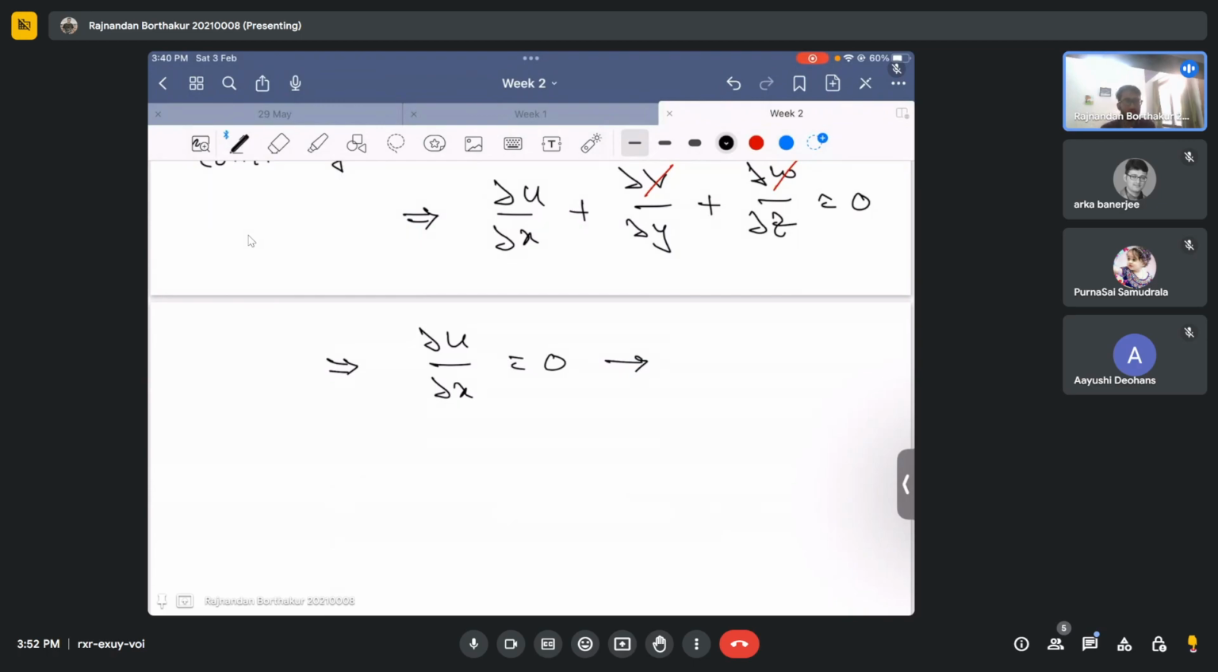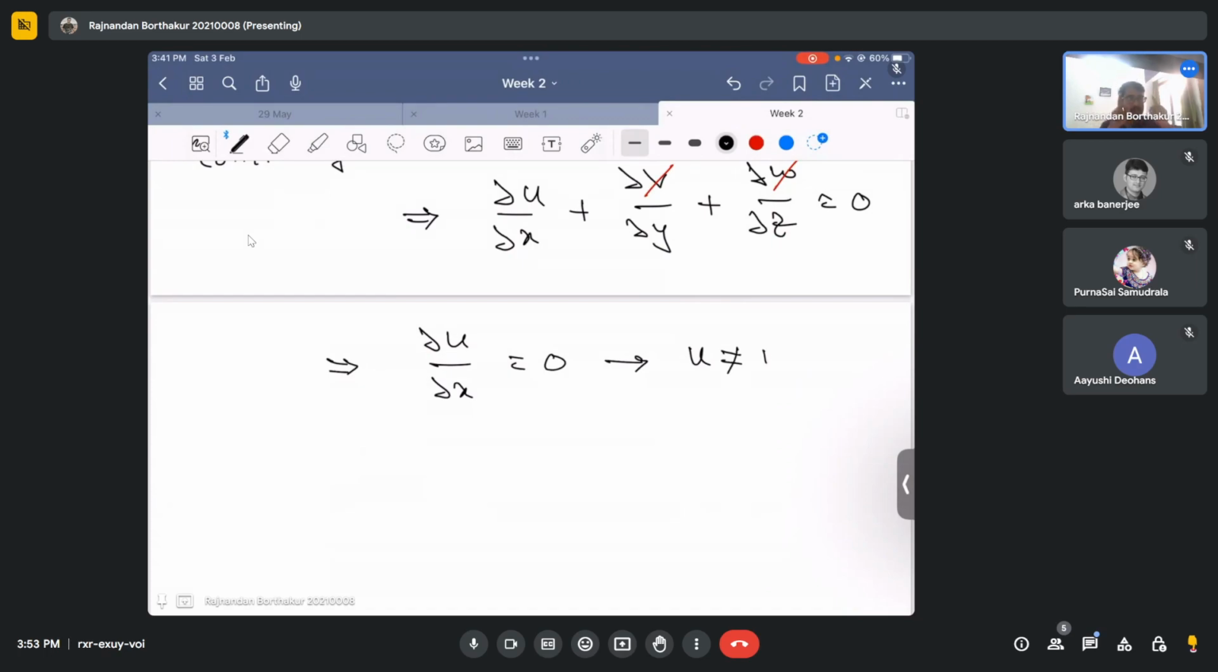Okay, mathematically we found out that del u by del x is equal to 0. That is well and good. But what does this imply? U is not a function of x. Exactly. This implies that u is not a function of x.